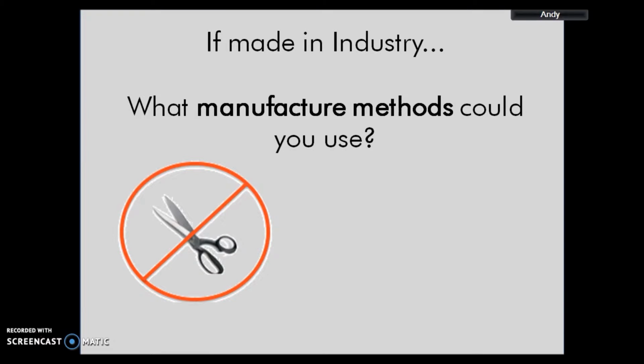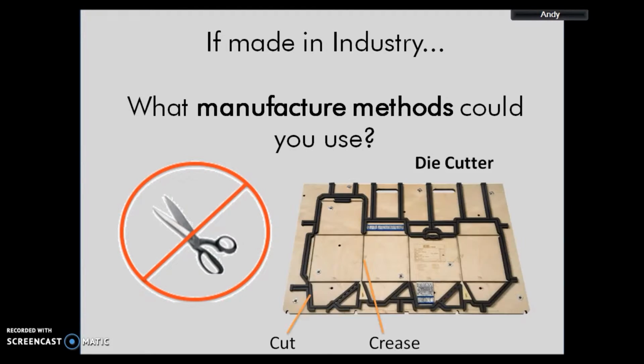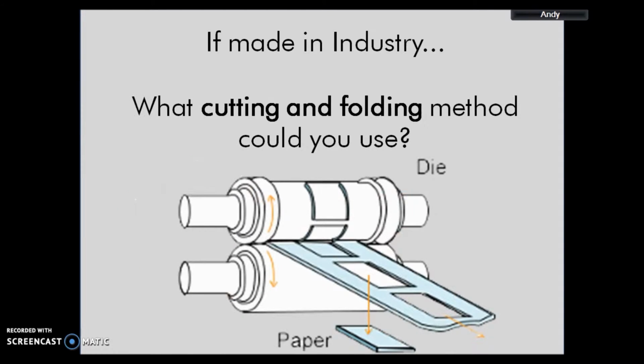You will also have to consider how your product will be cut. It might be that you use a die cutter to cut and crease your net. These can cut and crease at the same time and come in all different shapes and sizes. It might be that you need to cut more than one net at a time to save time and save cost.